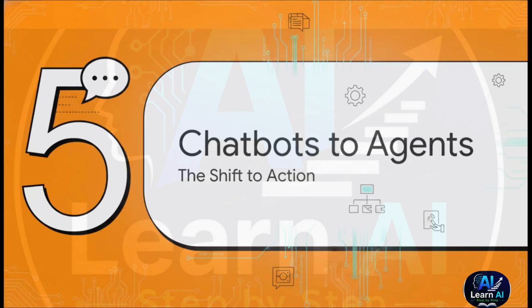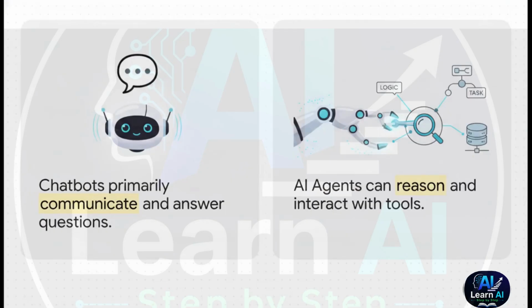Okay, time to peel back the deepest layer yet. Section 5, from chatbots to agents. This is where the magic absolutely happens. While chatbots just communicate and answer questions, AI agents do so much more. Agents can actually reason through complex tasks and interact with external tools. Basically, they move from just talking to actually doing.